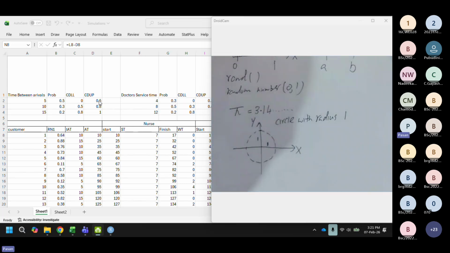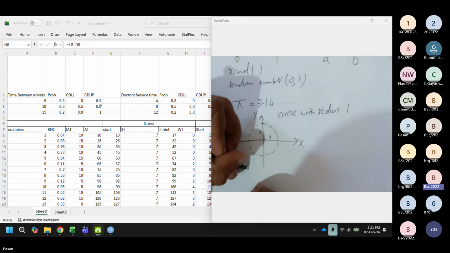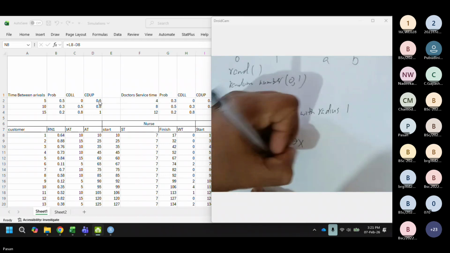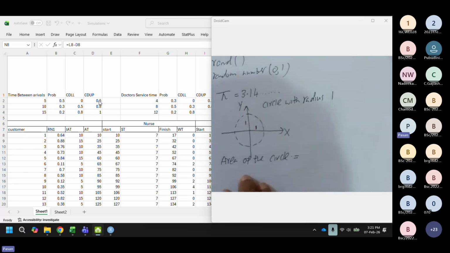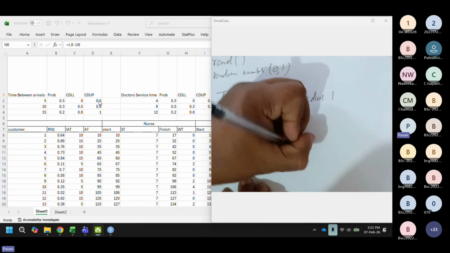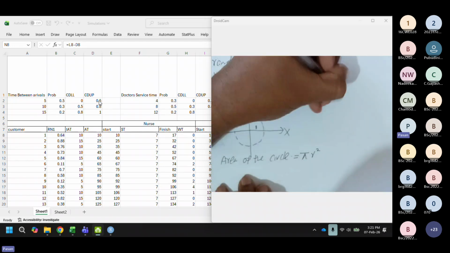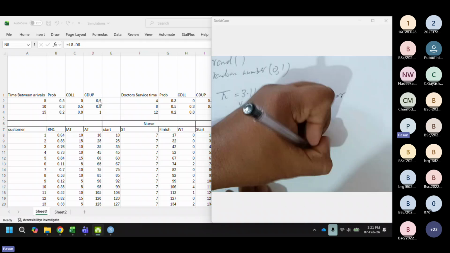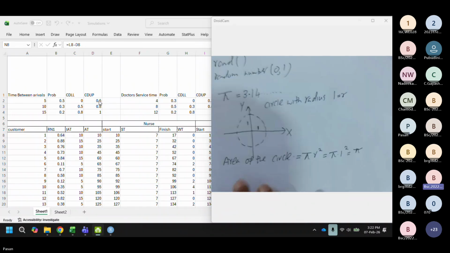So it can be any unit, whatever the units. I'm generating a circle with radius 1. If I identify the area of the circle, what is the area? That is pi times r squared, and the radius r is 1. Therefore it is pi times 1 squared, that is pi.